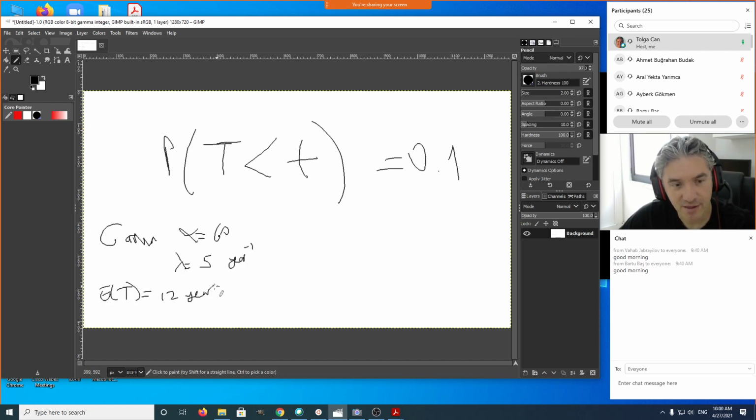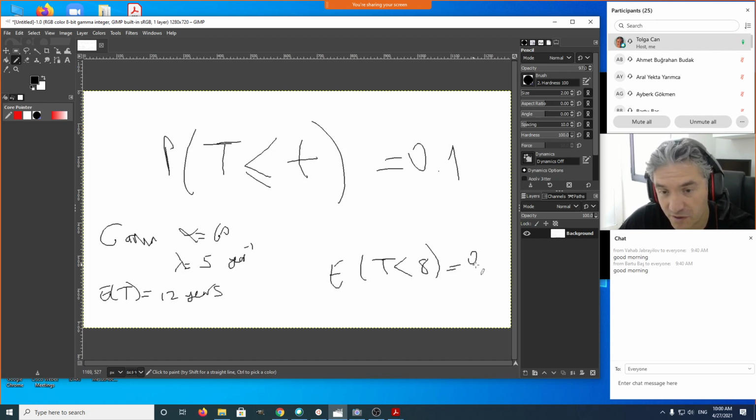So the expected value of this random variable T, which is the lifetime of a computer, is 12 years. So what we want to figure out is, for example, if I give the probability that T is less than or equal to t, it doesn't matter, gamma distribution is continuous. So we want to find something. For example, if I say, what is the probability that T is less than 8 years? If it turns out to be 0.1, then we are going to issue a warranty for 8 years, because only 10% of the computers fail before 8 years. But is this really 8? We need to figure that out.